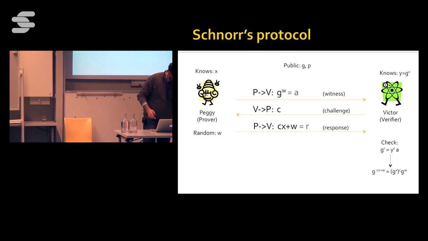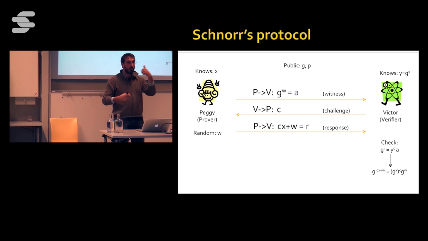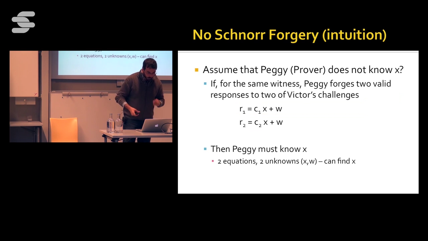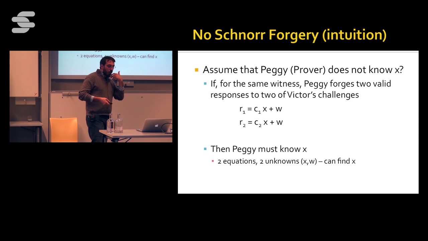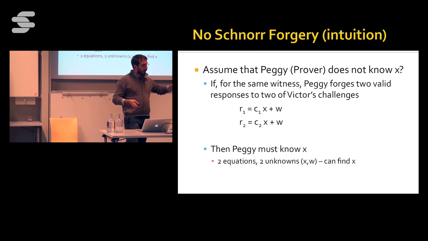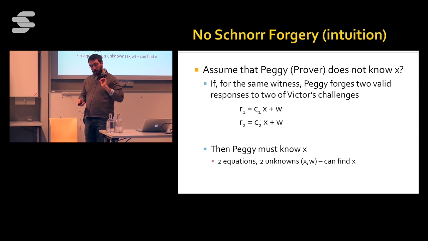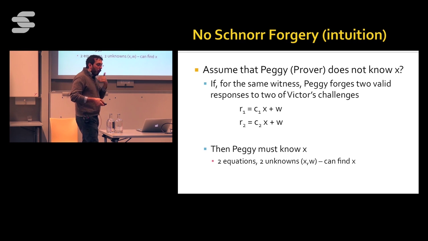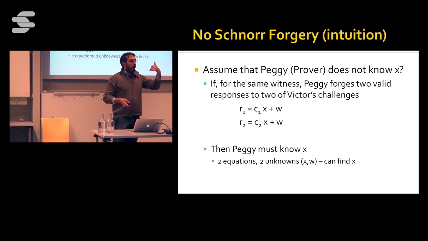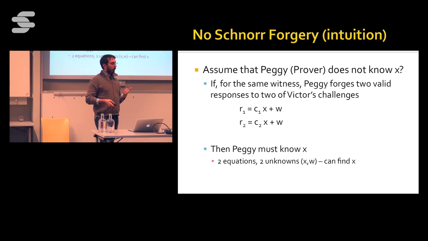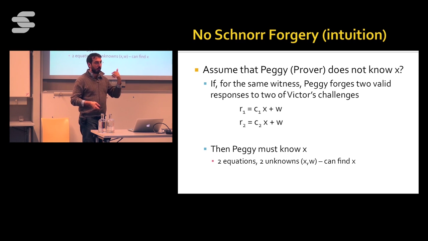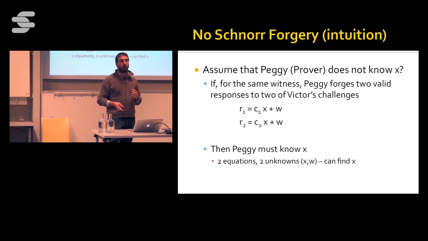So how do we go about convincing ourselves that this is not the case, and indeed, both privacy and integrity hold? Let's first try to convince ourselves that a forgery is not possible. I will just give you intuitions here about how a forgery is not possible. The idea is as follows. Forging means that Peggy does not know X, does not know the secret of the public key. However, she is able to convince Victor, the verifier, that the relationship that he should be checking holds, and that indeed she holds X.